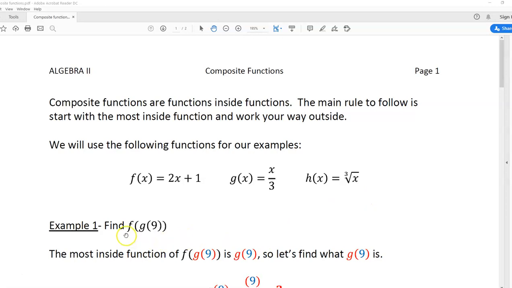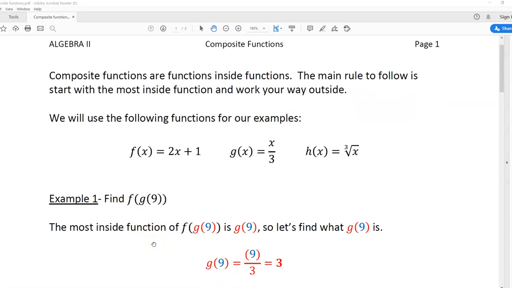And in our first example, we have f of g of 9. We start with the most inside function, and that's g of 9. So we're going to find out what g of 9 is and not worry about anything else. That's what this line says right here. So we'll plug 9 into the g function. Where there's an x, we'll put in 9, and that's what happens right here in red with the blue 9. 9 divided by 3 is 3. When you plug 9 in for x in the g function, you get 3 for a result.